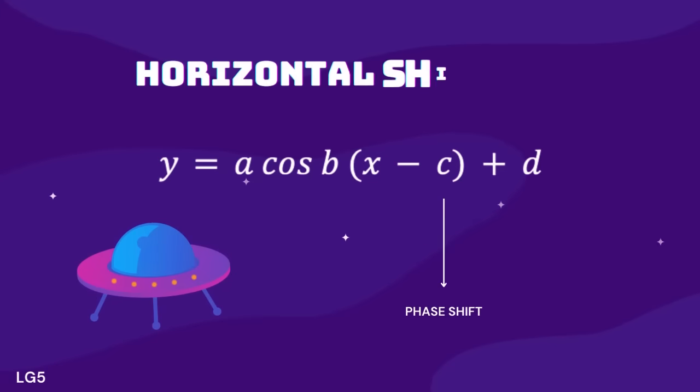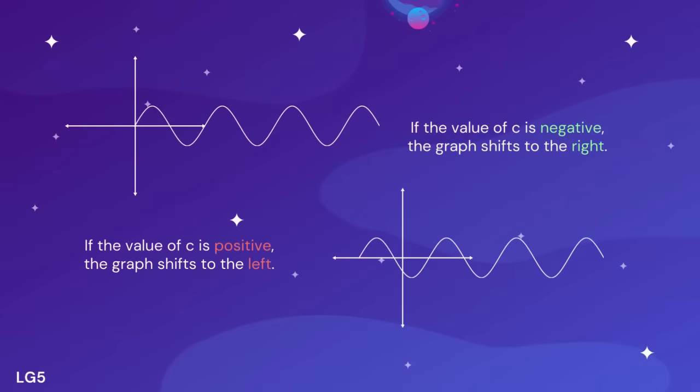Remember how cosine functions are of the form y equals a times the cosine of b times the quantity x minus c, plus d? Would you like to guess where we can determine the horizontal shifting? With the value of c? Correct! The number presented in the parentheses with the x is where it is located. Now, what happens when the value of c is negative or positive? Well, when c is negative, the cosine graph moves over to the right. On the other hand, if c is positive, the starting point shifts to the left.